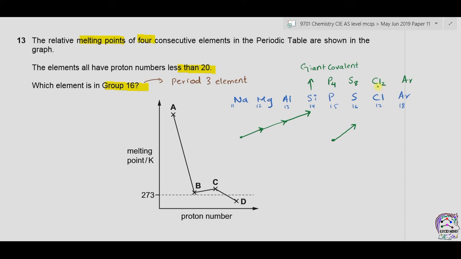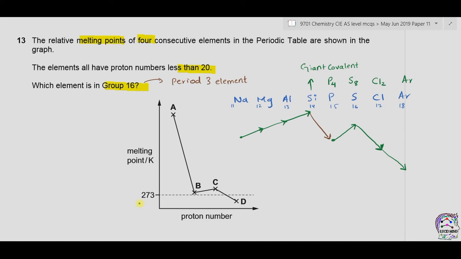Again in chlorine we can see that only 2 atoms are present in the molecule, so the melting point will reduce. Again for argon, which is single, there are no forces of attraction, so the melting point will reduce further. So we can see that after silicon the melting point dropped, then for sulfur it increased, and then for chlorine and argon it decreased further.